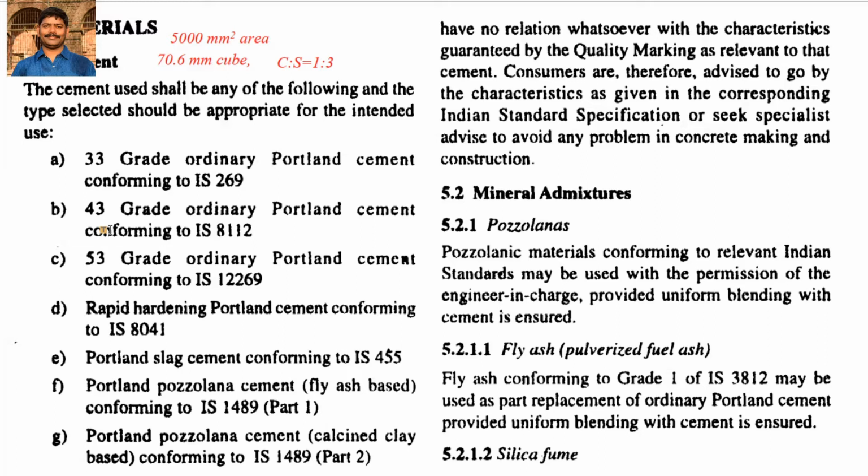Now if you test it in 3 days and 7 days, the 3 days strength should be at least nearly 40%. So in 3 days, that cube should gain nearly 40% strength, and in 7 days it should get more than 50% strength. Suppose you don't have much time, in that case you can conduct the 3 days and 7 days strength tests. The 3 days strength should be more than 40%, and the 7 days strength should be more than 50%.